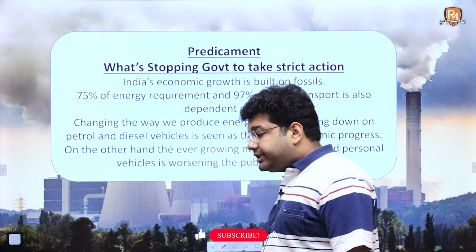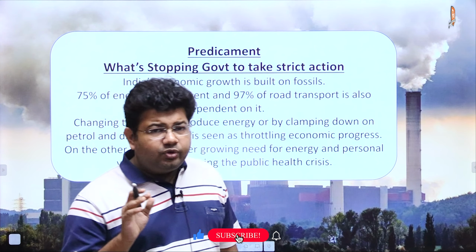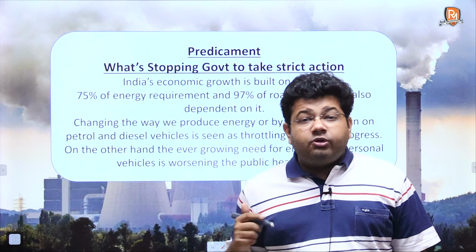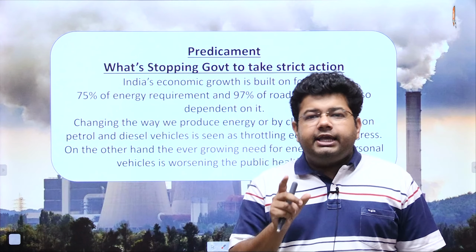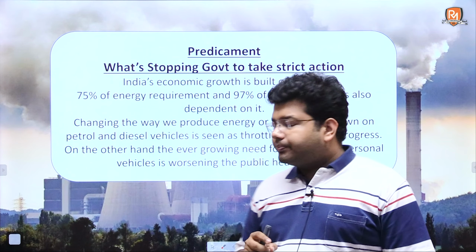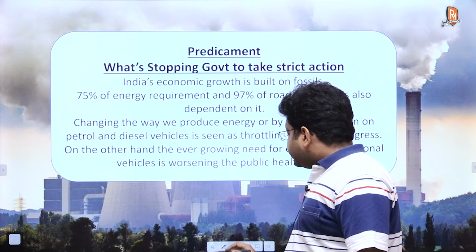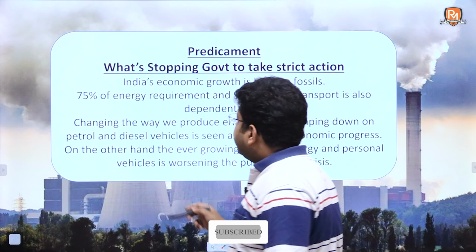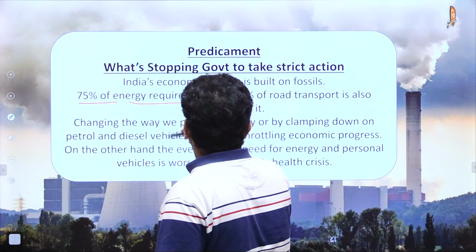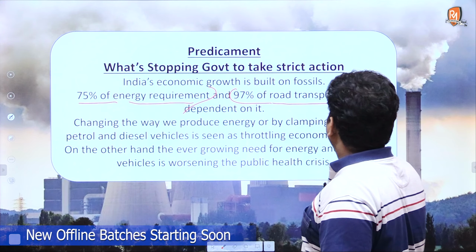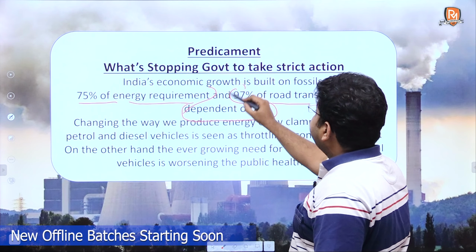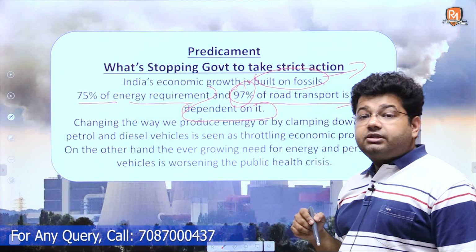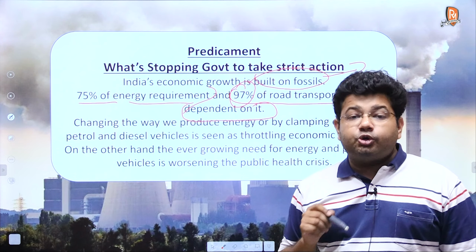Now we have to see what the predicament is. We know the economic impacts, we know the health impacts, but what is then stopping the government of India from taking serious measures? So basically, we need to see how India's energy structure is made. Today, about 75% of our energy requirements and 97% of road transport is dependent on the burning of fossil fuels, which are major sources of air pollution.